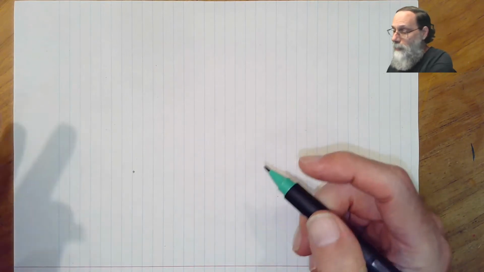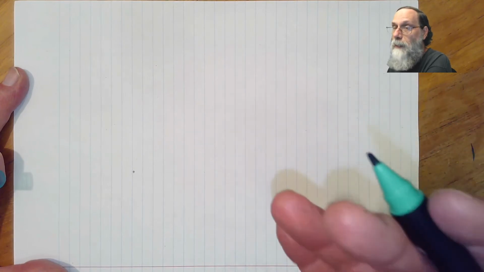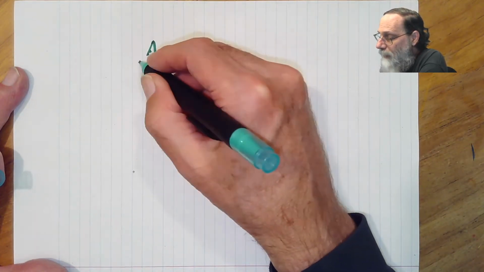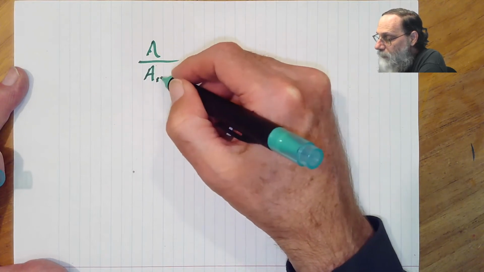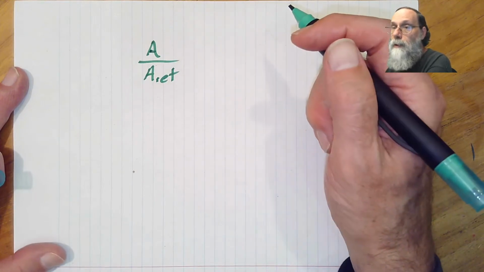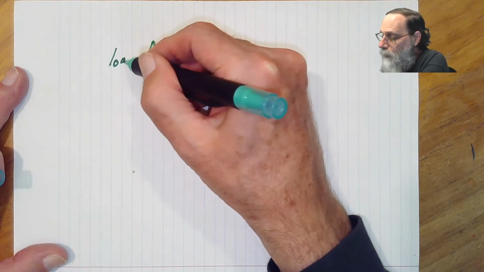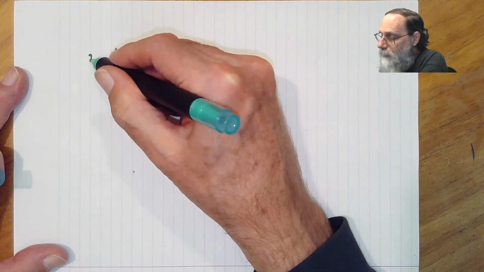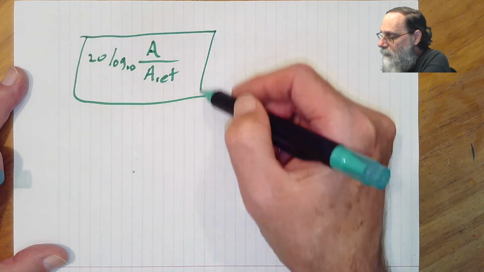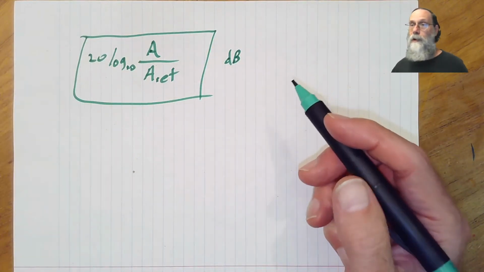Decibels are just a logarithmic way of expressing any ratio. If we have a ratio, say the amplitude of some signal divided by some reference, so that we've got two things in the same units, this is a unitless ratio, we can take log base 10 of that, multiply by 20, and that is the number of decibels that this ratio corresponds to.